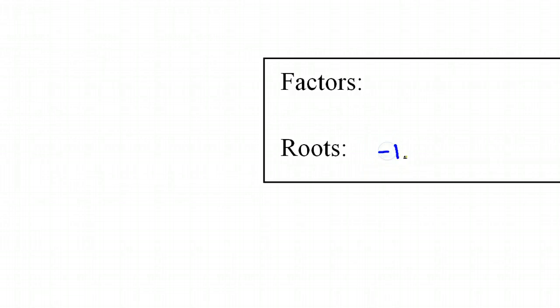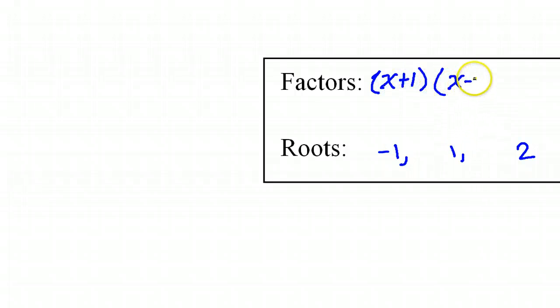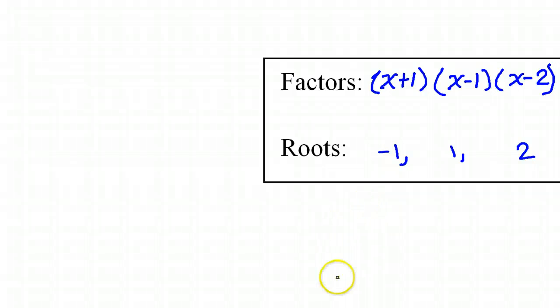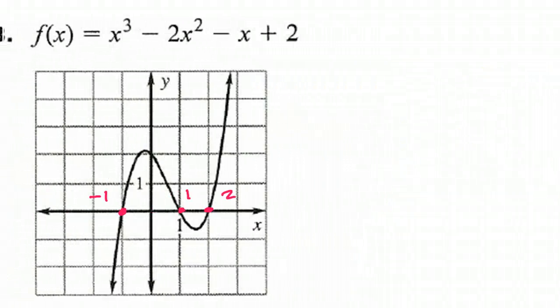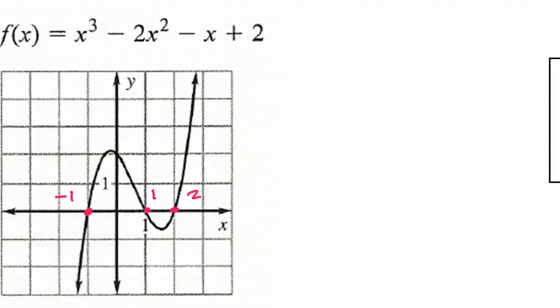So what did I say? We have a negative 1, and we have a positive 1, and we have a 2. So as far as the factors, that's going to translate into x plus 1, and x minus 1, and x minus 2. That's it. Okay, that was a little bit easy peasy lemon squeezy.